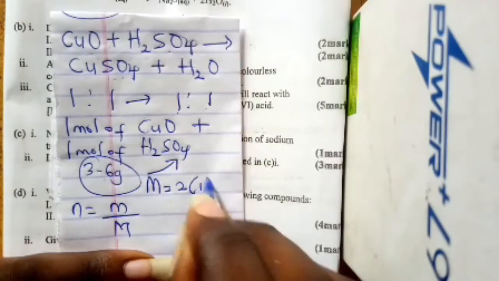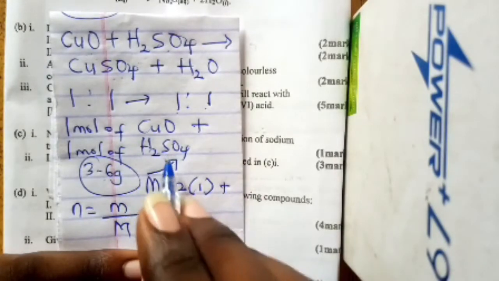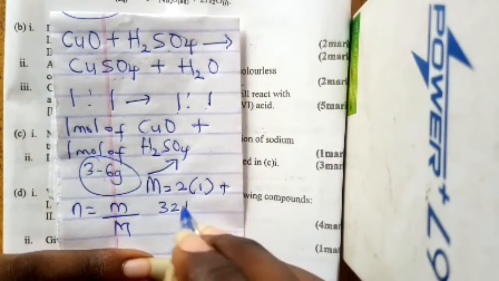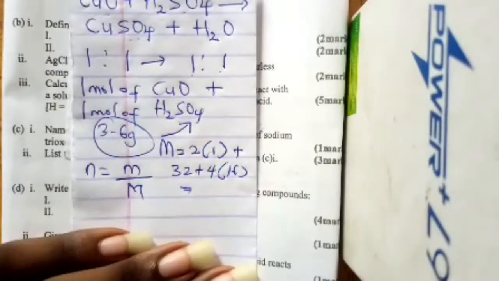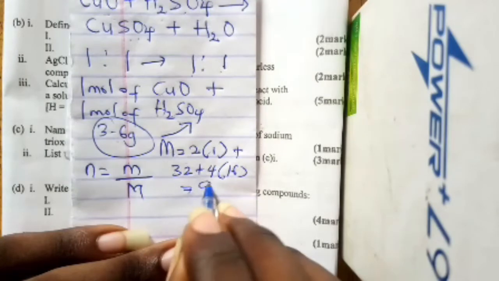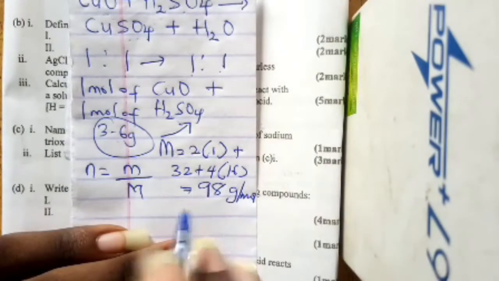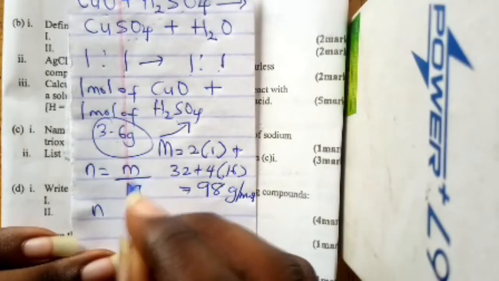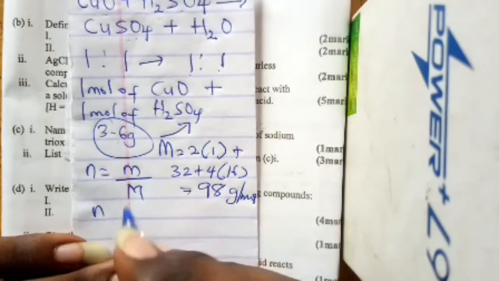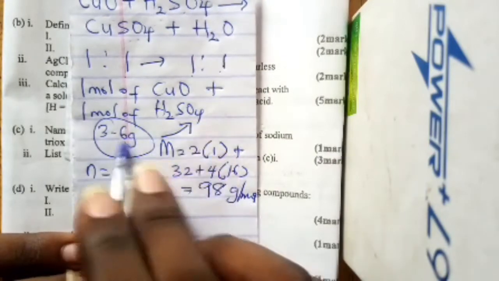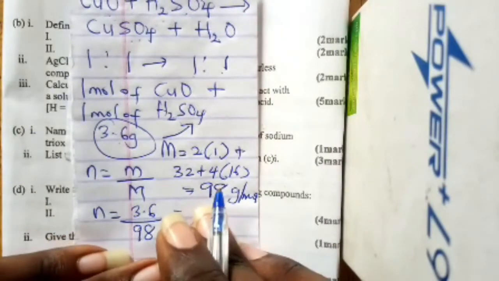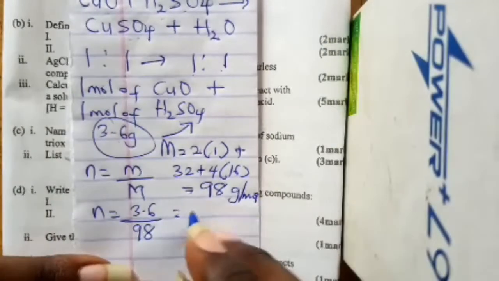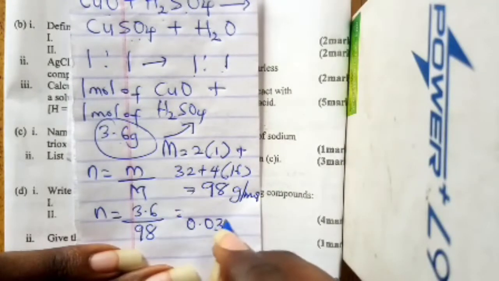The molar mass of H2SO4, which is the relative molecular mass, gives us 2 times 1 plus the relative atomic mass of sulfur, which is 32, plus 4 times 16. Now remember, we are given their relative atomic masses, so we don't need to cram them. So on solving this, we are going to have 98 gram per mole. So n is equal to m over M. So the mass of H2SO4 we are given was 3.6, the reacting mass. The molar mass is 98. So this gives us 0.037 mole.